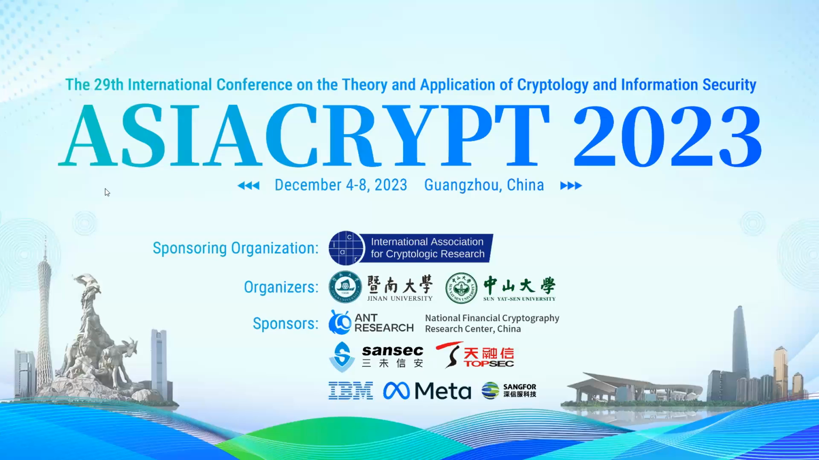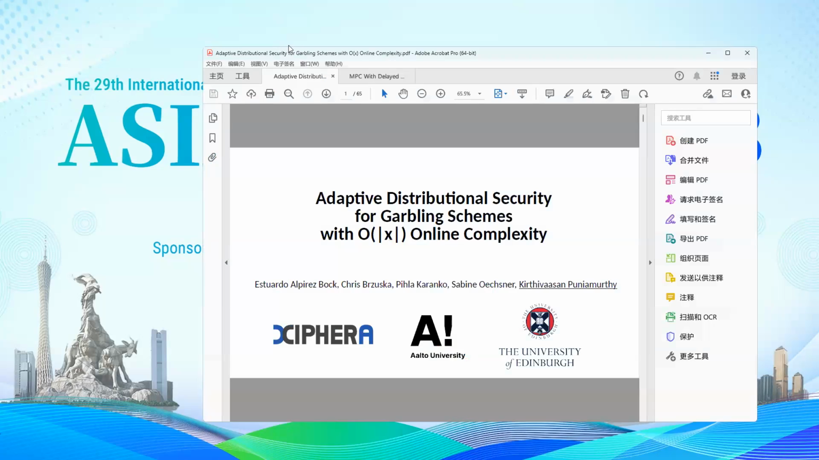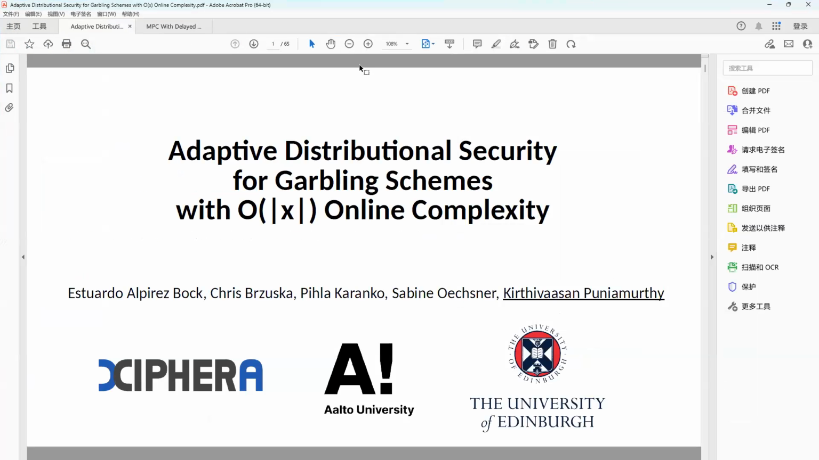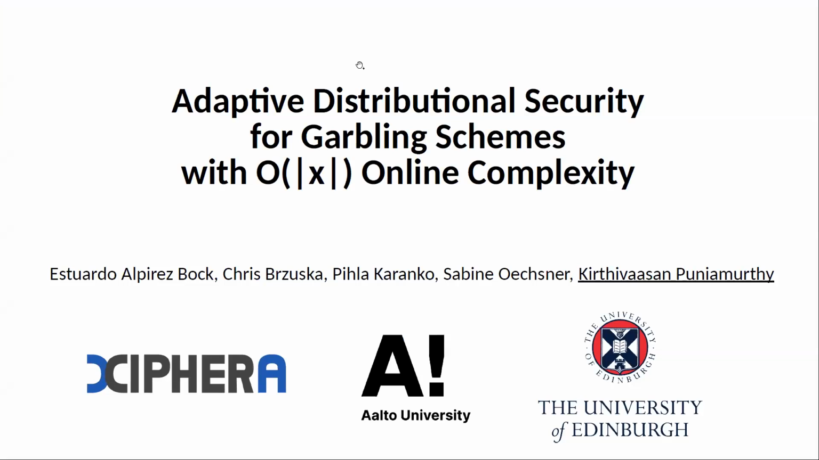Our second paper is adaptive distributional security for garbling schemes with low online complexity, and our speaker is from Finland. Let's welcome the speaker.